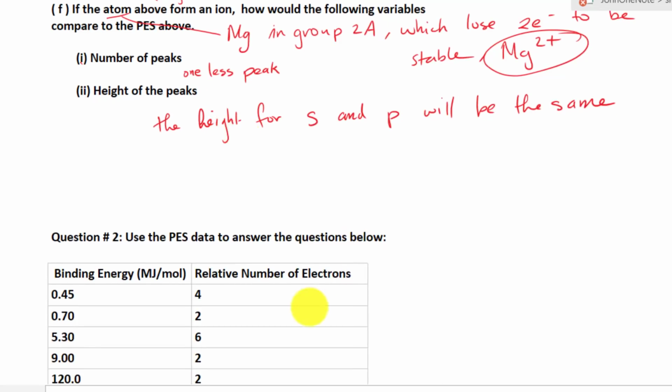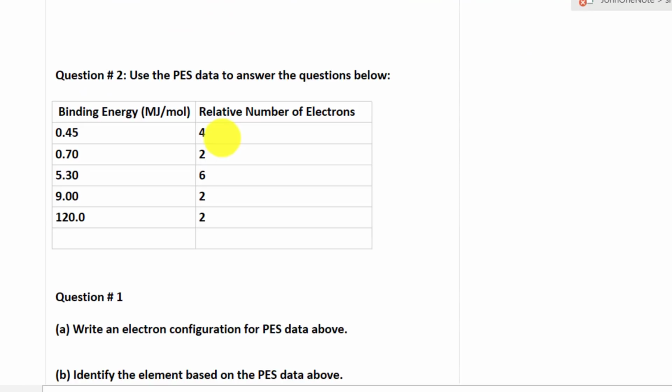Now let's look at another type of question for PES, not in graph form, but in data form. I have my binding energy listed from smallest to largest, and I have my relative number of electrons. So I don't have a graph, but I have a data table. And the one thing we always look at is the largest binding energy. So this would be the highest binding energy.